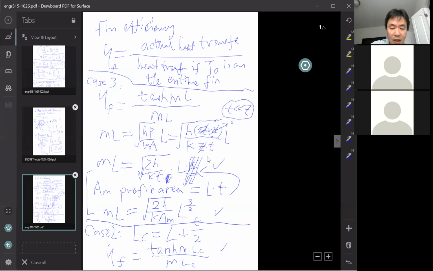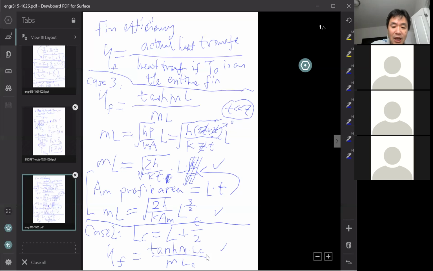For case 2, we try to use the same equation as case 3, replaced by the corrected length. The corrected length is defined by this for the straight fin, and there's another expression, 2.42, for the cylindrical, circumferential fins. We'll look at the example later. But here, for case 2, basically we can use exactly the same efficiency equation as case 3 with the corrected length, L plus half of the thickness.